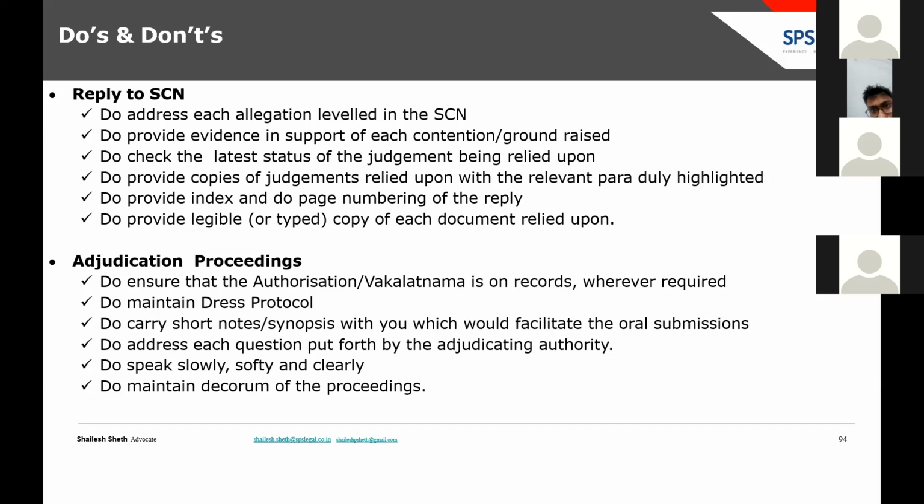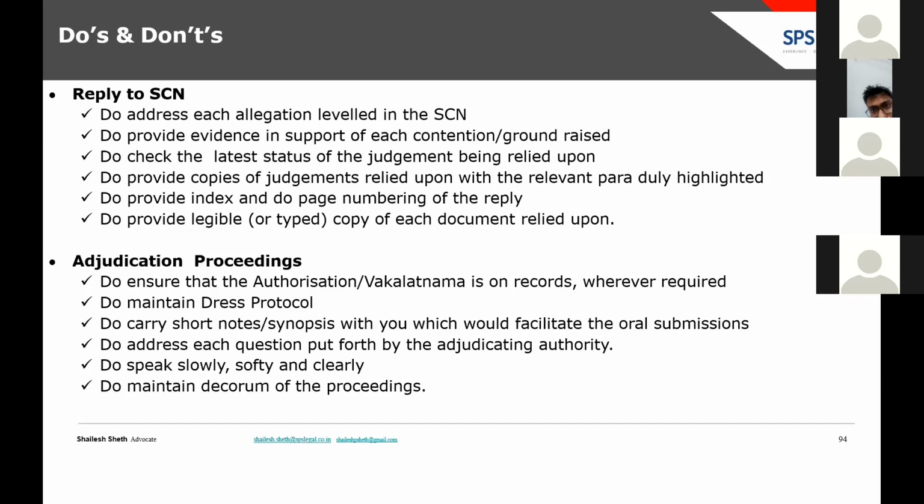Do provide evidence in support of each contention. Do check the latest status of the judgment being relied upon. Do provide copies of the judgment relied upon with the relevant para duly highlighted. Don't expect the authority to read through the entire judgment and call out which para you were referring to. Then always try to give, if the compilation is bulky, reply, evidence, exhibit, then ideally an index should be given with the page number, sequential page number given to the reply. And do provide legible copy or type copy of each document relied upon.